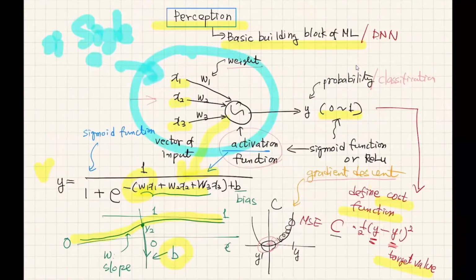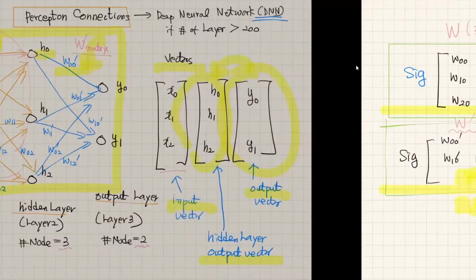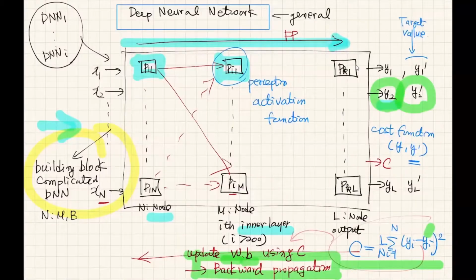This perceptron is becoming a building block of deep neural network. This single deep neural network becomes a building block of a complicated deep neural network. These deep neural networks will be connected in series and parallel. There are many different configurations.